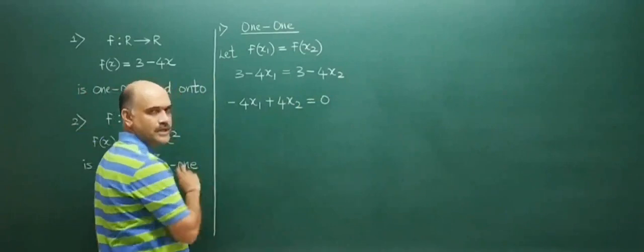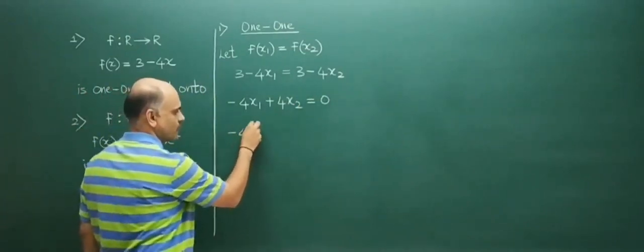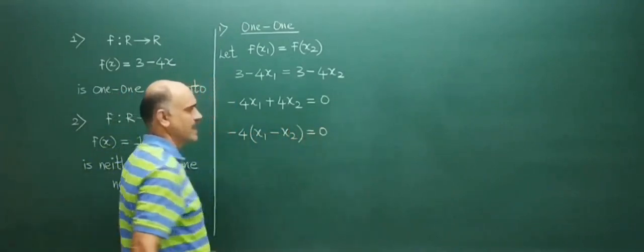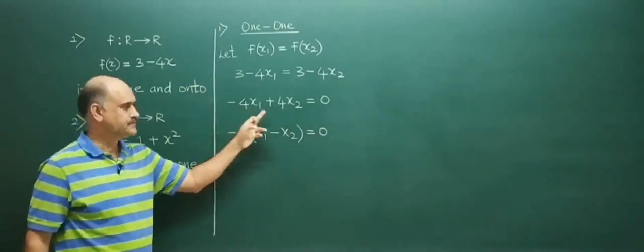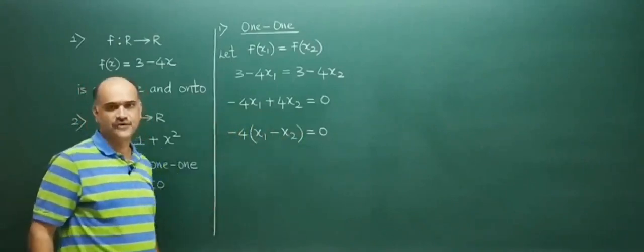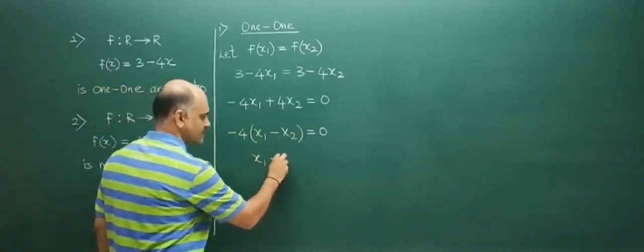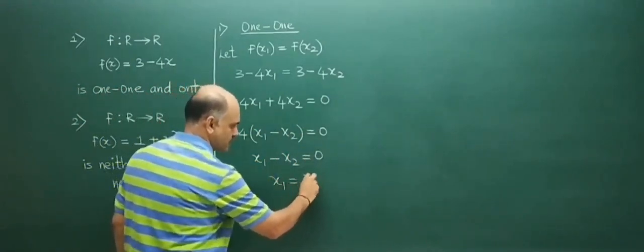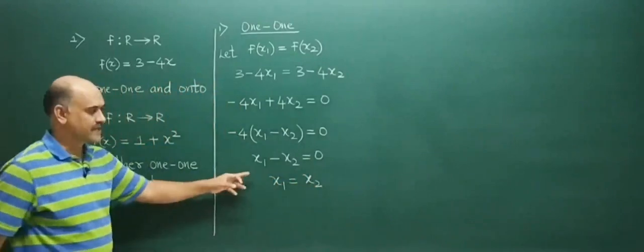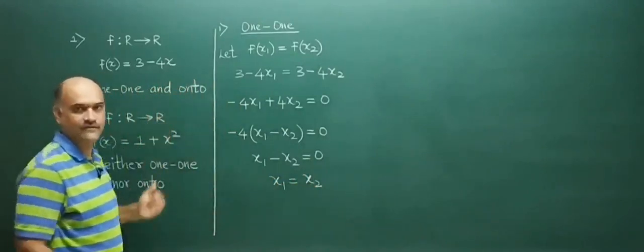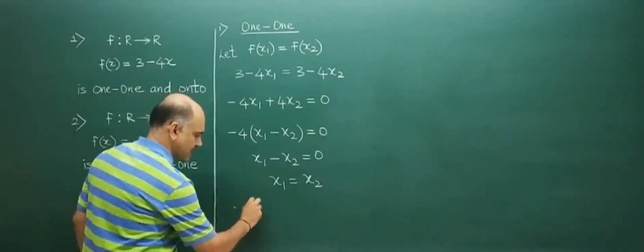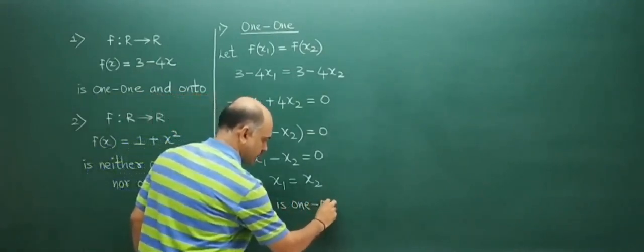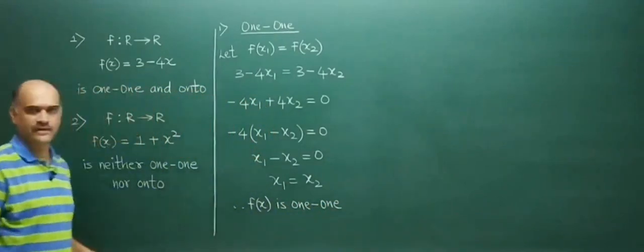Now I will take a common among these two: minus 4 times (x1 minus x2) is equal to 0. I have taken minus 4 common. So if I send minus 4 to the RHS, I will have x1 minus x2 equal to 0. Therefore, x1 is equal to x2. So if x1 is equal to x2, then the given function is one-one. So you can say f of x is one-one.